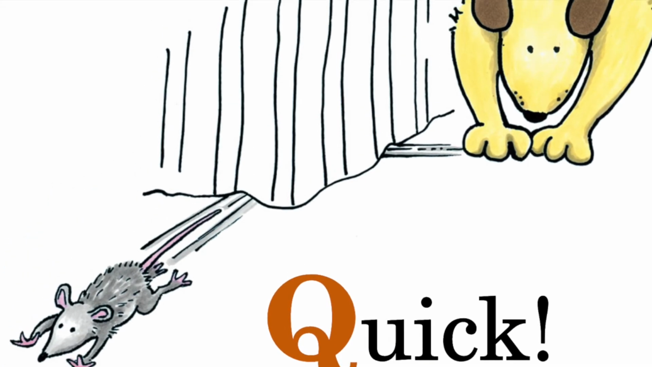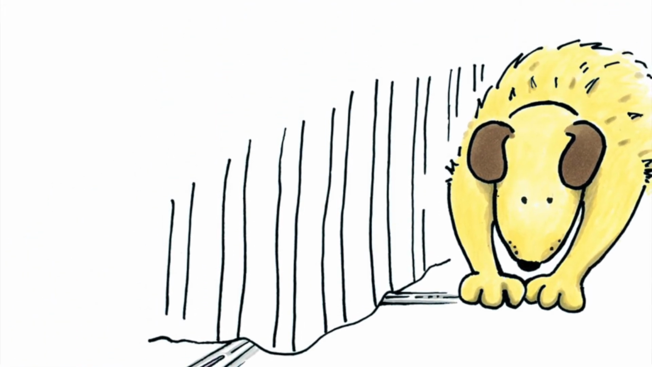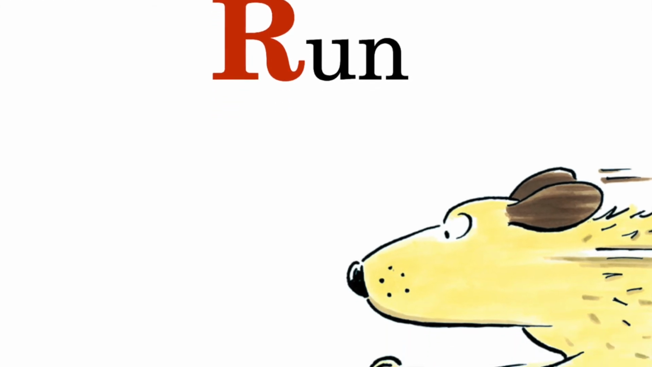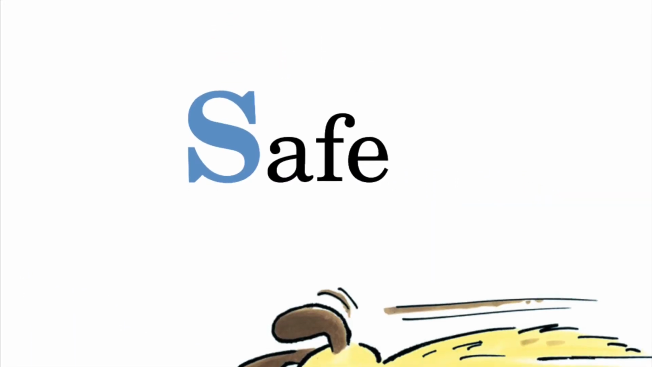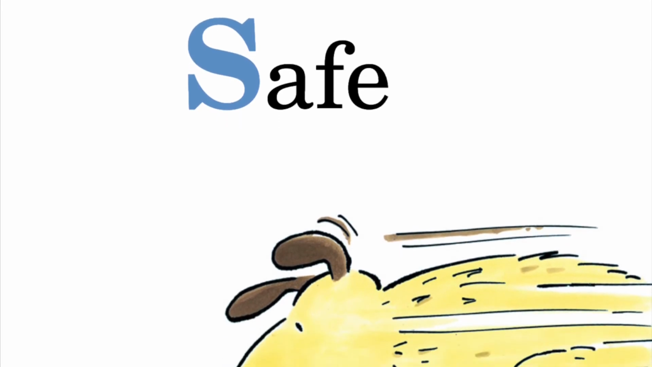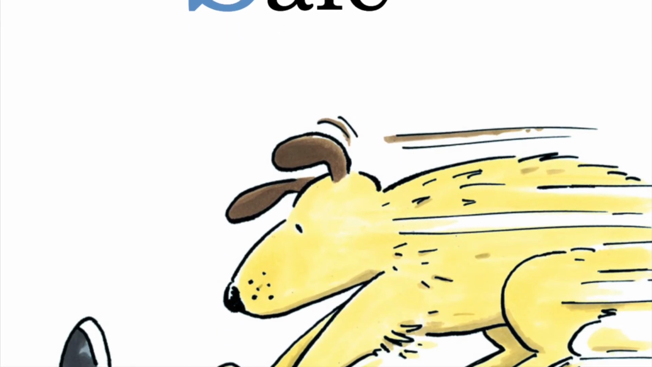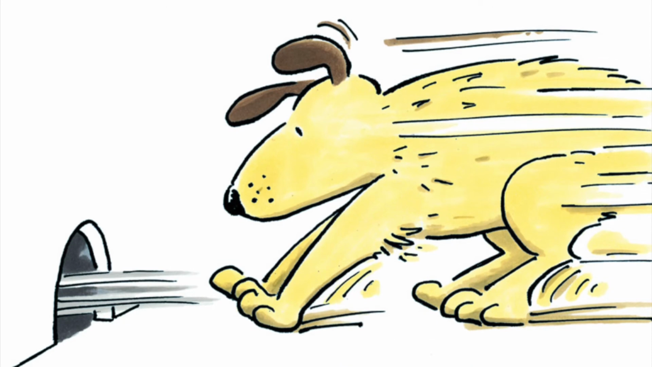Quick, quick, run away. Q is for quick. Run, run, run. R is for run. Look how fast that mouse is. Safe. S is for safe. Did the mouse get into its little hole where the dog can't reach it?